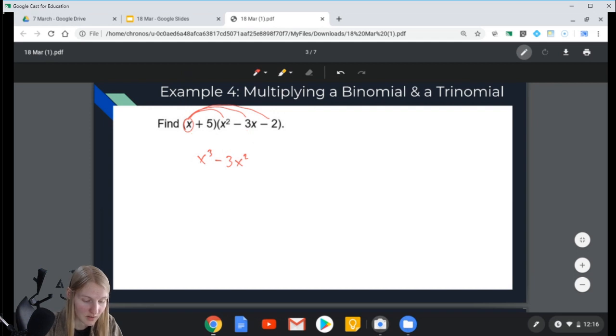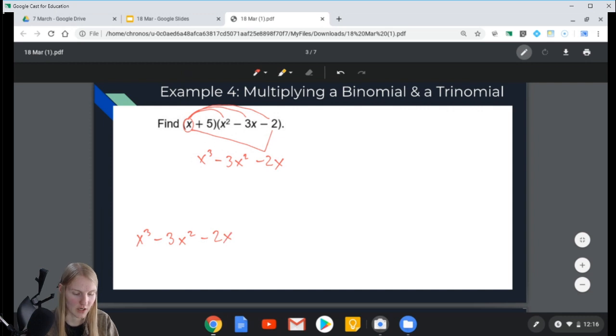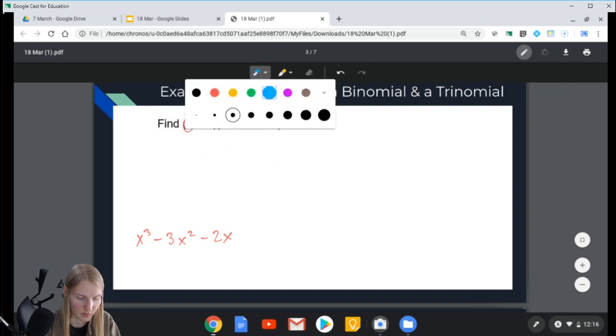And next, I'm going to do x times negative 2, which is negative 2x. Awesome. Cool. Great. I am going to put that over here. x cubed minus 3x squared minus 2x. I'm going to put that over here for safekeeping, because now we are going to focus on, let's do blue.